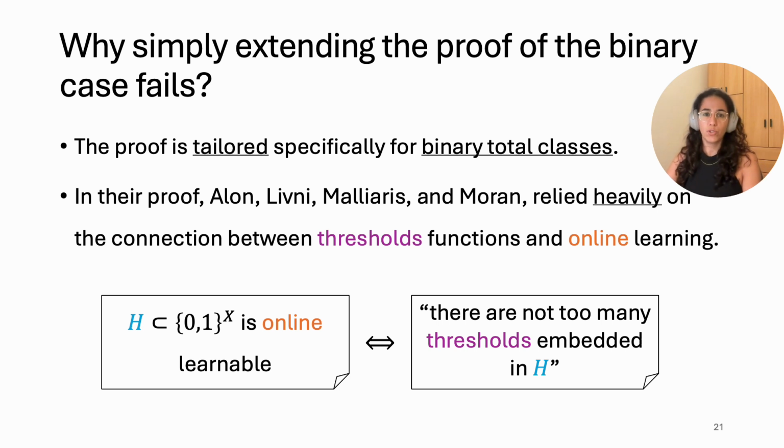The naive approach to show that private learnability implies online learnability is trying to extend the known proof for the binary case. Unfortunately, this approach fails. The reason is that the proof is tailored specifically for binary total classes. In their proof, the authors relied heavily on the connection between thresholds and online learning. A binary total class is online learnable if and only if, roughly speaking, there are not too many thresholds embedded in H.